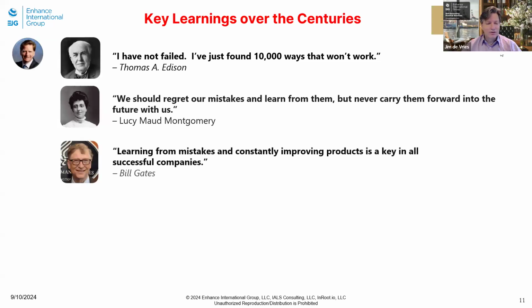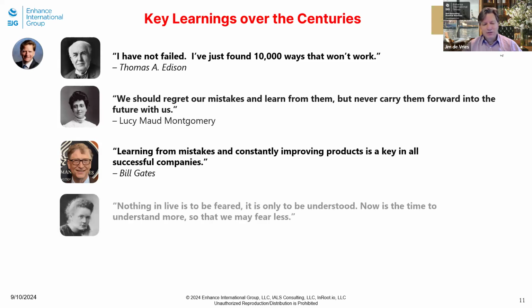Our third one is somebody that I think everybody knows, Mr. Bill Gates. "Learning from mistakes and constantly improving products is the key to all successful companies." And what he's getting at is the success, the way we look at it, is the success in RCA hinges on learning from mistakes and driving continuous improvement. So he was into that continuous improvement very early on. Each failure should inform and improve processes, creating a cycle of innovation.